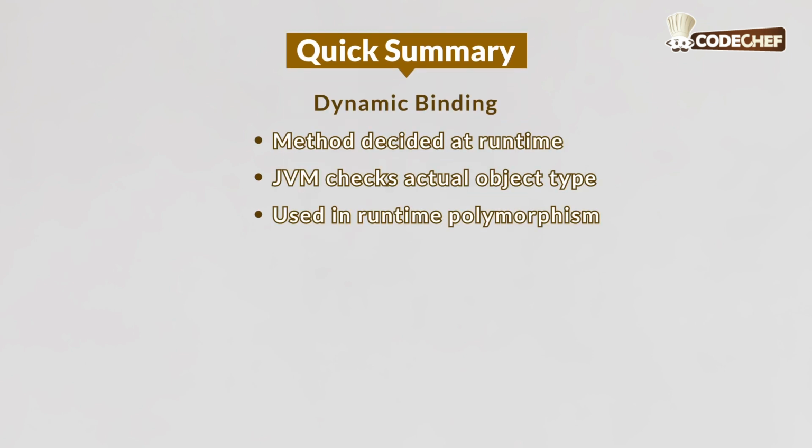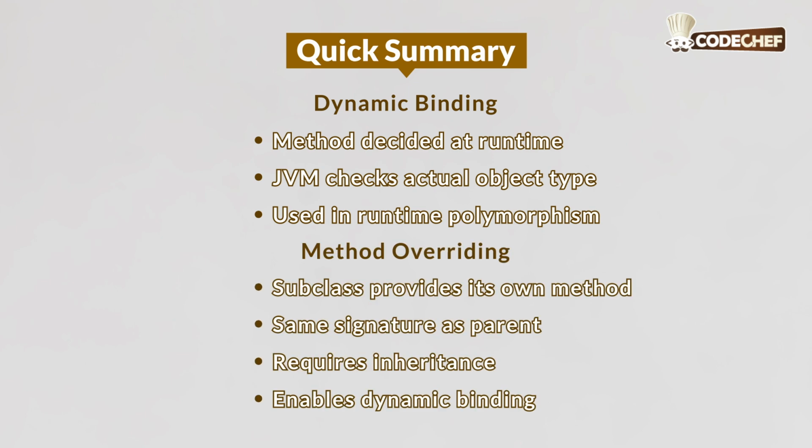Now let's quickly summarize what we've learned. Dynamic binding means the method is decided at runtime. The JVM checks the actual object type, and it is used in runtime polymorphism. Method overriding is when a subclass provides its own method. It has the same signature as the parent, it requires inheritance, and it enables dynamic binding.